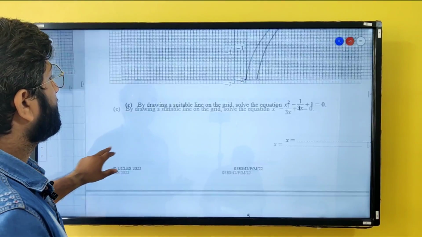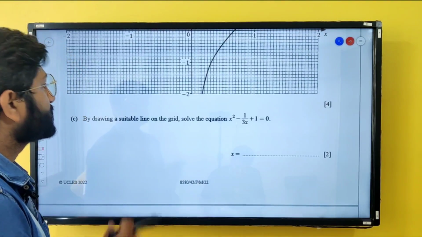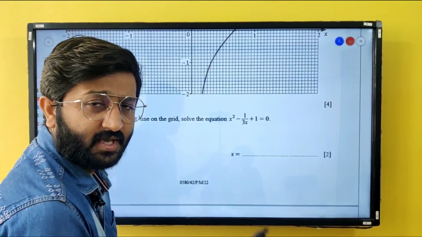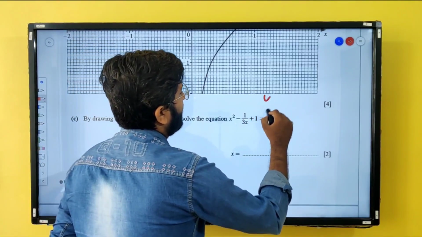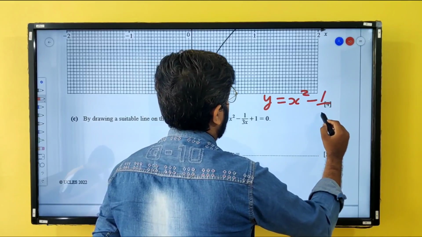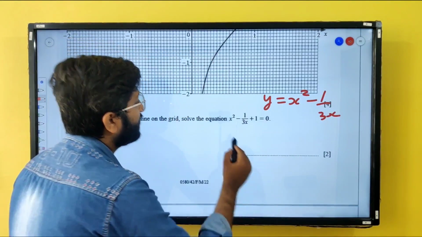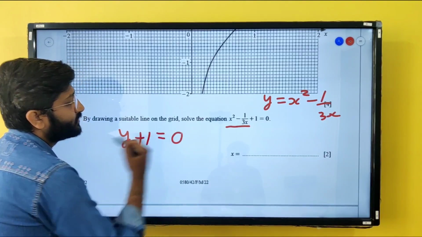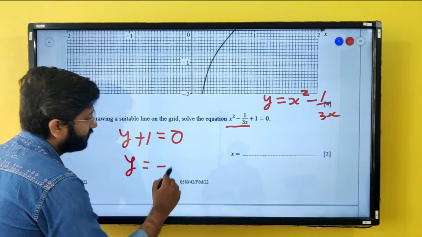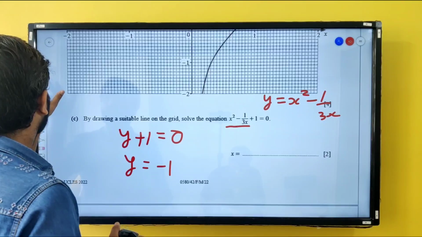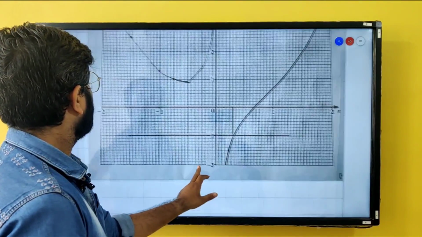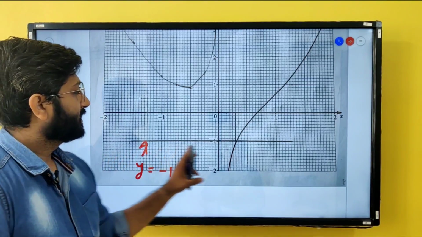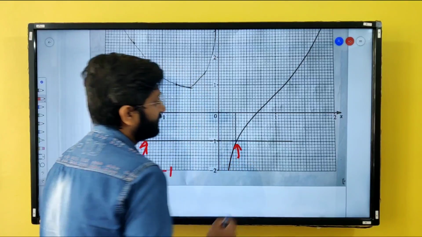Next question. By drawing a suitable line on the grid, solve the equation x square minus 1 upon 3x plus 1 equals to 0. See, we already know that y equals x square minus 1 upon 3x. So instead of this, I can write this as y plus 1 equals to 0. So I have y equals to minus 1. Now what will I do? I draw a line which is y equals to minus 1. See, this is where the line is intersecting the curve.